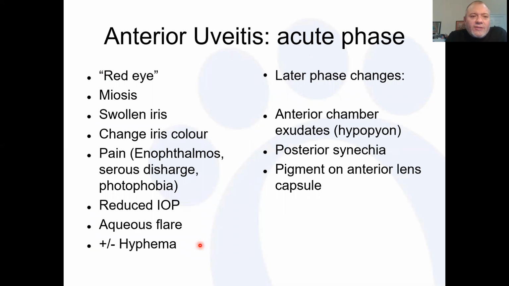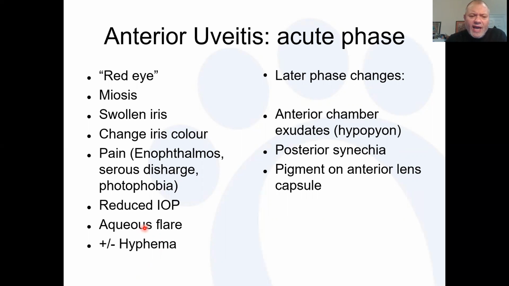What does it look like in the acute phase? It's often a red eye, so often conjunctival hyperemia, and it's often a painful eye. We often see miosis, or constriction of the pupil. That's a striking sign in acute uveitis. The iris itself might be swollen, or it might change colour, might become hyperemic. We often see enophthalmos as the eyes pull back into the orbit, and often a watery discharge and photophobia. The intraocular pressure is often reduced. The ciliary processes which produce aqueous humour are part of the anterior uveal tract, and as they become inflamed, they tend to become functionally less effective.